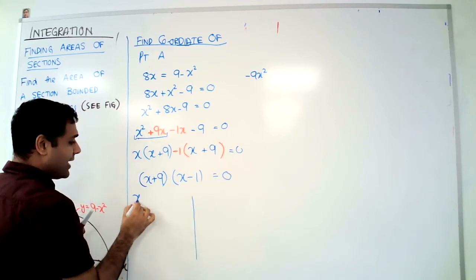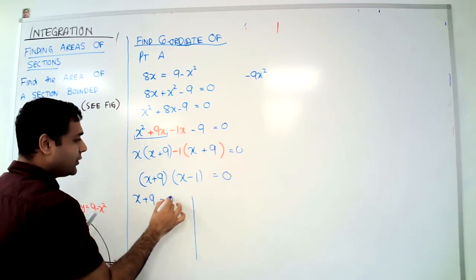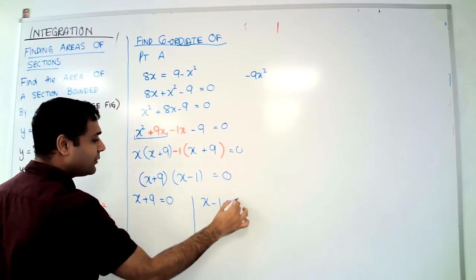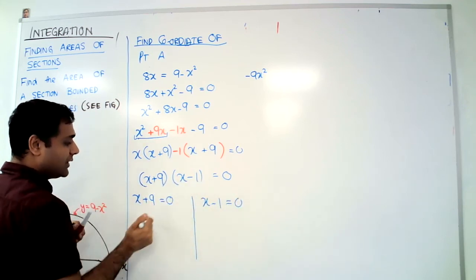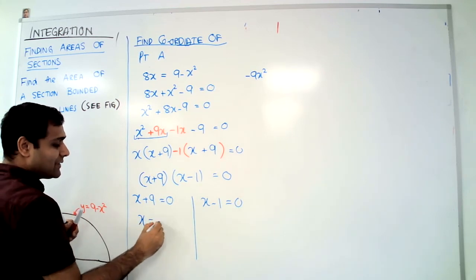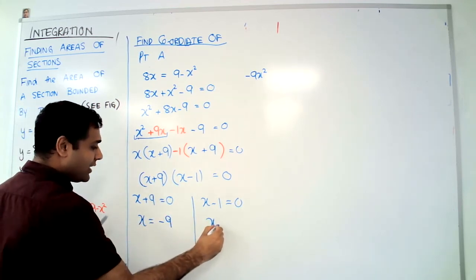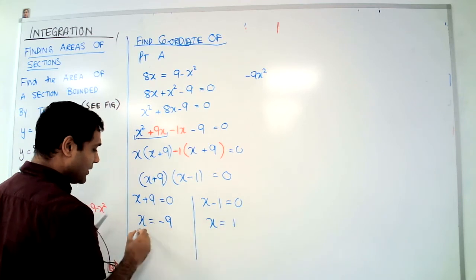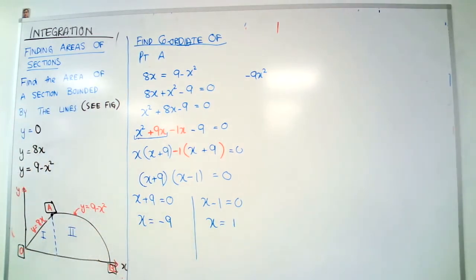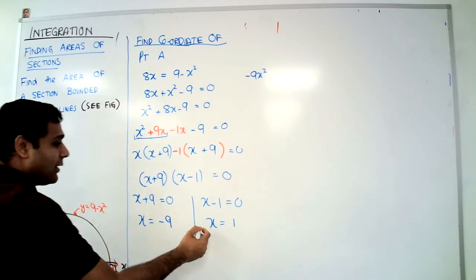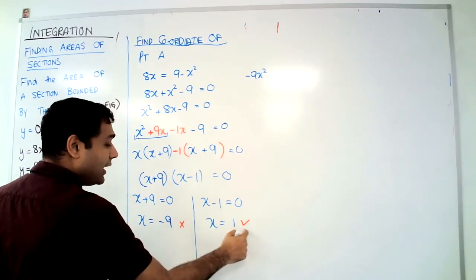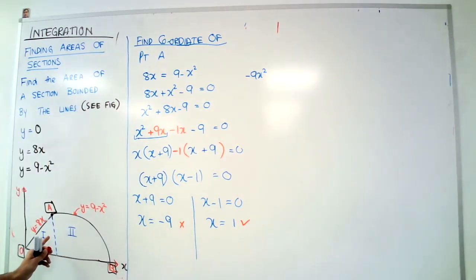Now I can do x plus 9 equals 0, and x minus 1 equals 0. You have to put this one equals 0 and this one equals 0, which will give you x equal minus 9, which will give you x equals 1. Now, if I have a look at this bit, it's not minus 9, it is a positive 1, so I'm going to take that one, because according to the figure, it's on the positive side.